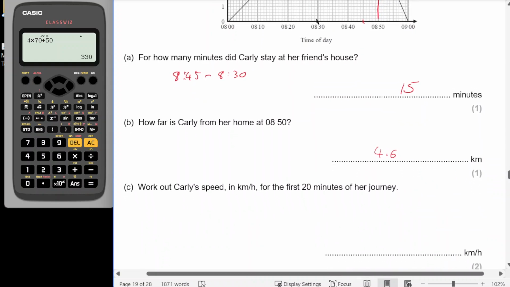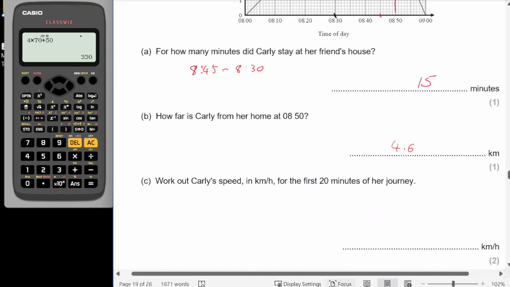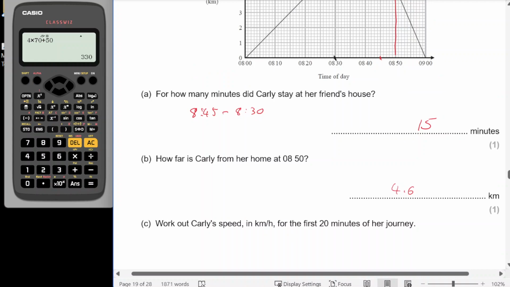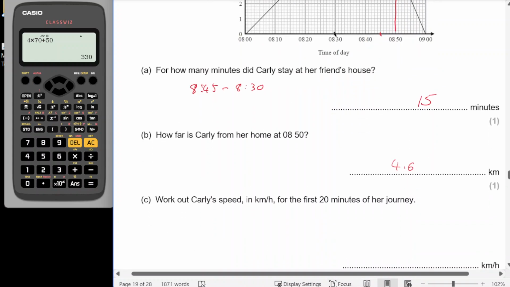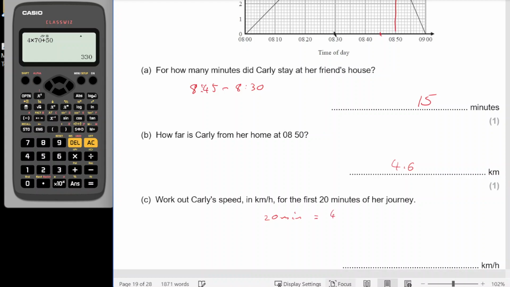And then the final part, work out Charlie's speed in kilometers per hour for the first 20 minutes of her journey. So the first 20 minutes, she's traveled 4 kilometers. So the first 20 minutes is equal to 4 kilometers. So if I want it in 60 minutes, I need to times that by 3. So if I times by 3 here as well, that's going to be 12. So if it's 12 kilometers in 60 minutes, that's 12 kilometers per hour.